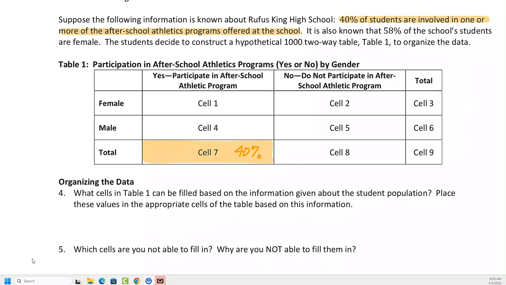It's also known that 58% of the school's students are female. So notice again, we're just looking at all of the students, the entire population. 58% of them are female. So what cell will that be? Good job. It is cell 3. So I'll write it right here. This is 58%.